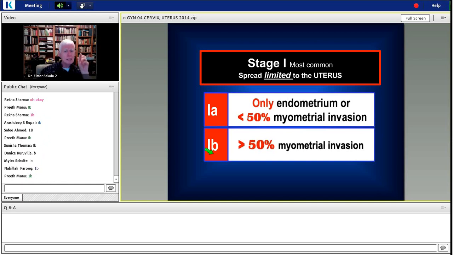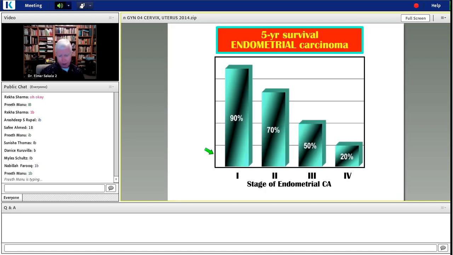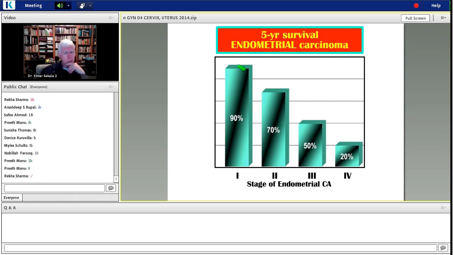What if you find that the spread has gone through the uterine wall, through the serosa? That's going to be even higher. As usual, low stage, high survival. High stage, low survival. And the more aggressive you would be with the advanced stages.